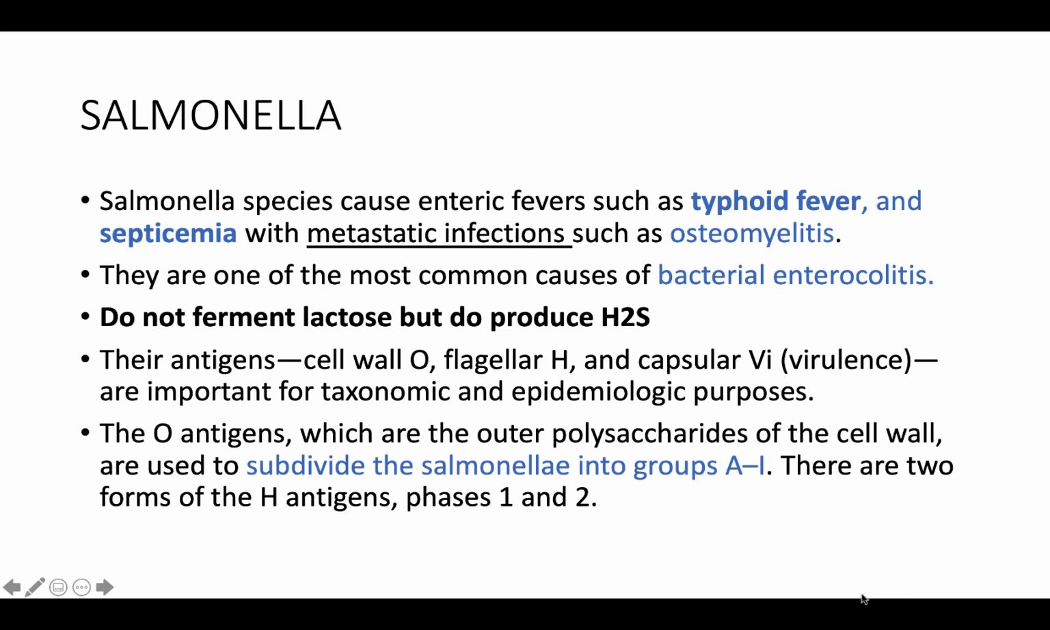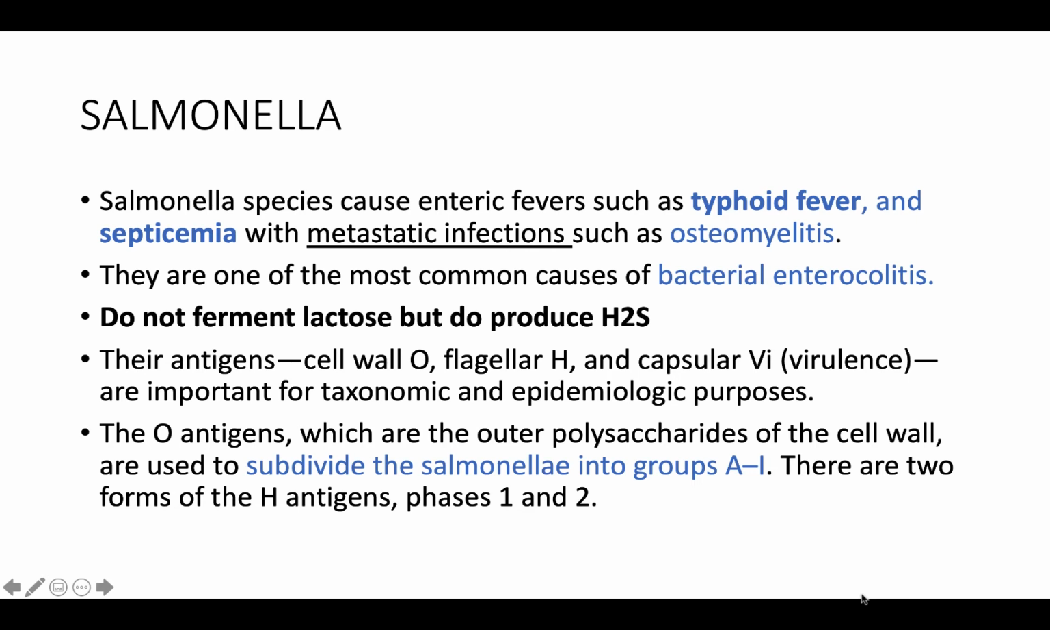Now, they are one of the most common causes of bacterial enterocolitis. We know that they do not ferment lactose, and they do not produce H2S, as we saw with the previous lecture 1. They have cell wall antigens O, flagellar H, they are motile, and then capsular VI for virulence, and they are all important for taxonomic and epidemiologic purposes.